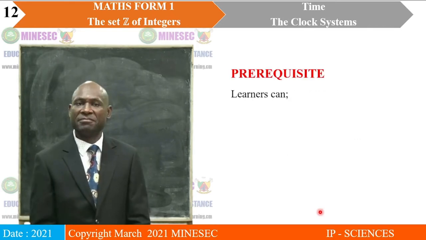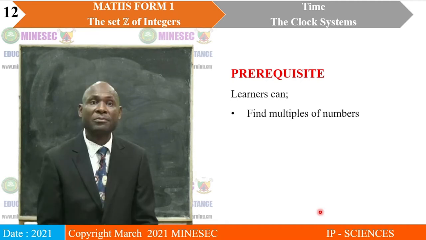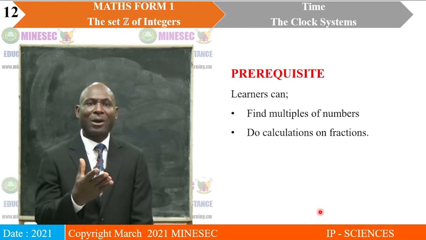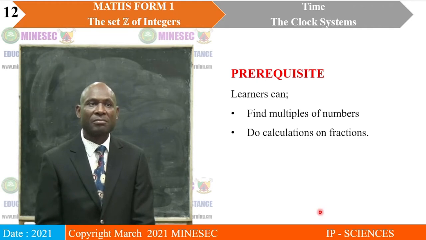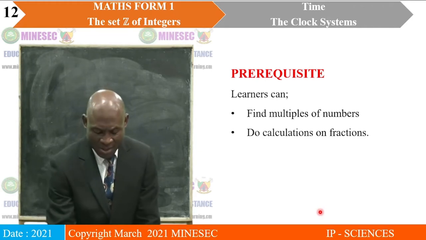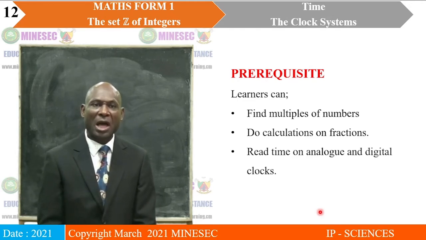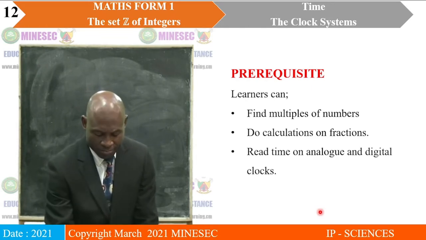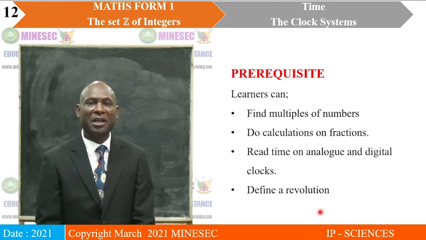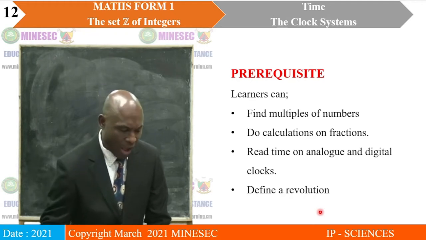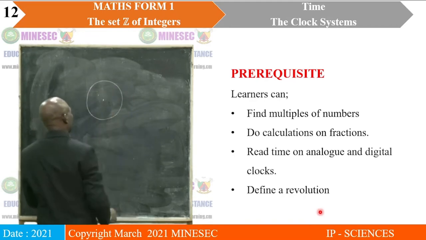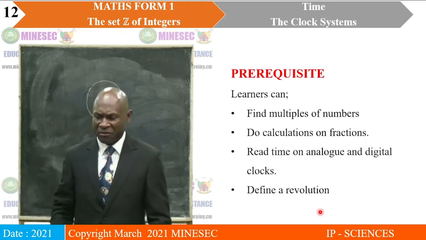Prerequisite. Learners can already find multiples of numbers. Learners can already do calculations on fractions. Learners can already read time on analog and digital clocks. Learners can already define a revolution. That is, how many degrees are in a revolution? The angle in a revolution. Learners know the angle in one revolution.